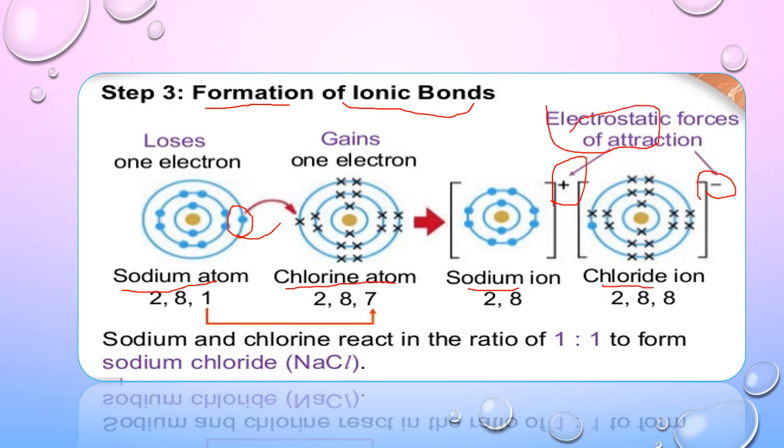form sodium chloride. In sodium chloride compound, the electronic configuration of sodium ion is 2, 8, which resembles the inert gas configuration of neon, and electronic configuration of chloride ion 2, 8, 8 resembles another inert gas, argon. Due to this, sodium chloride compound is very stable, and in sodium chloride, sodium and chlorine react in the ratio of 1:1.